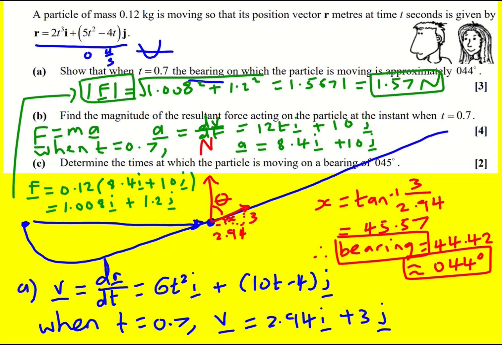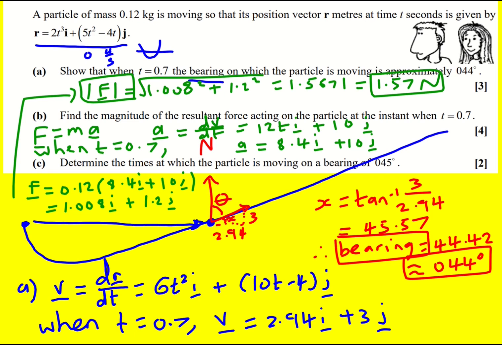Okay, I hope this is making sense so far. We've got the position vector. I've just drawn roughly the path that it's following. I've argued that we need to look at the velocity to investigate the bearing. So differentiated, found the velocity at time equals 0.7, drawn it on to see that this is the angle, because that helps, because actually the bearing is then 90 minus that. It's quite important. You could have drawn the triangle differently, to be fair, and then found this angle, I suppose.